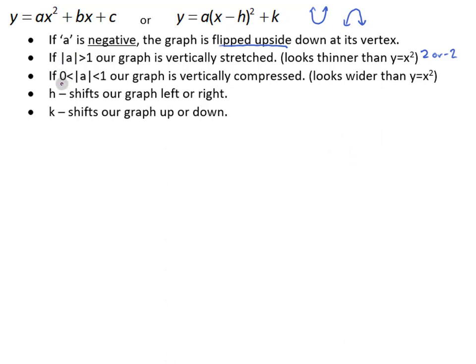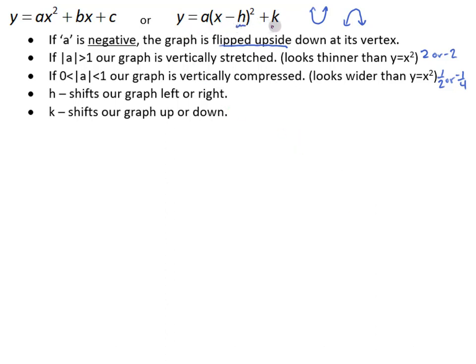If, however, a is a value that falls between 0 and 1, so this happens with decimals between 0 and 1, or fraction values like 1/2 or -1/4, and again, we're talking about its absolute value, so it could be positive or negative. Remember, that only controls whether it opens up or down, the positive or negative sign. But if its value falls between 0 and 1, our graph will be vertically compressed. So imagine taking a graph that looked like this, and we compressed it in the vertical direction. It ends up looking a little wider. So it'll look wider than our parent function.